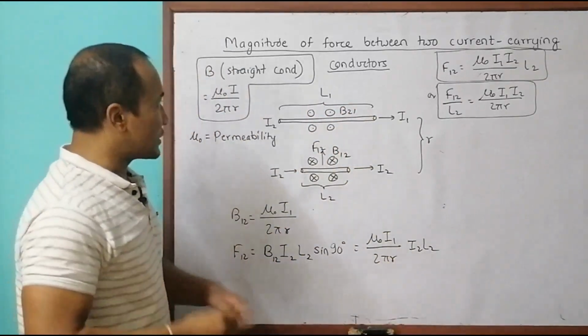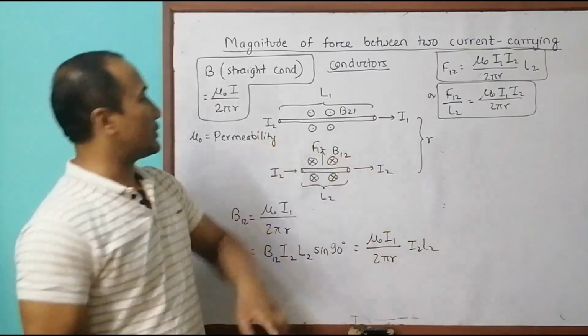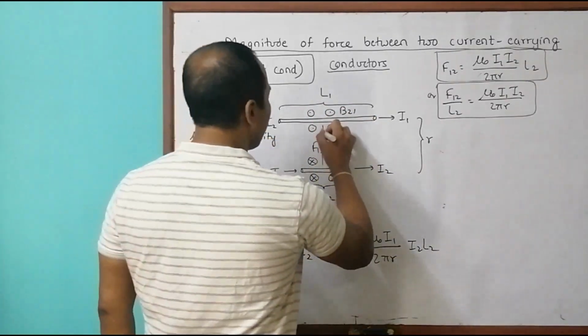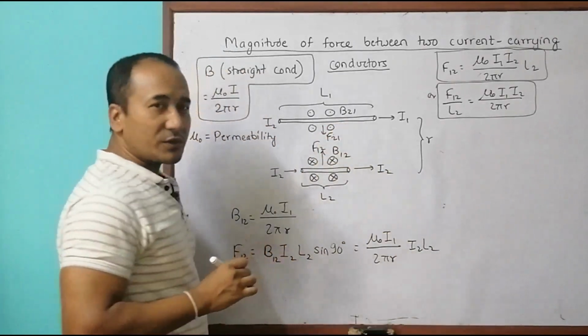Now what will be the force? The magnetic field is like this, current going there, so the force will be down. So the force will be F21. This will be the magnitude of force.